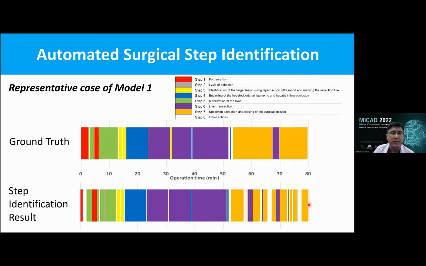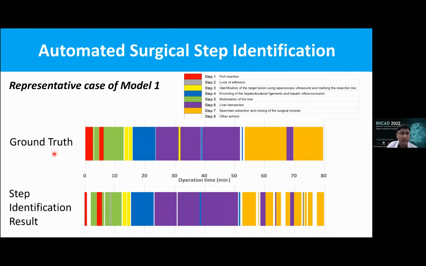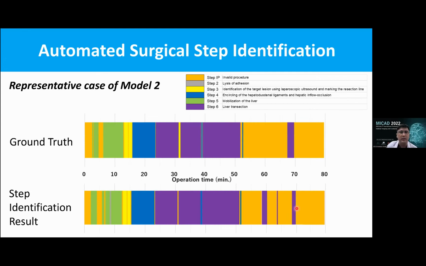This is a representative case of model 1, and this is the ground truth of model 1 of the video, and this is the step identification result of model 1. In this part, model 1 mistakes step 7 as step 8 or step 6. And this is a better model, model 2. This is the ground truth, and this is the step identification result.